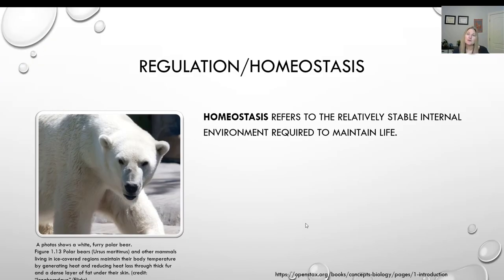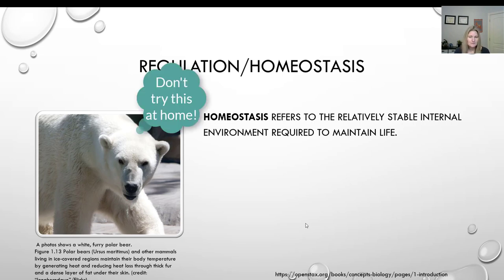And then also another property of life is that living things regulate inside their bodies to help them maintain homeostasis. So homeostasis refers to the relatively stable internal temperature required to maintain life. So for example, if I were to take the temperature of this polar bear, I would see that it's maybe 99 degrees Fahrenheit, somewhere around there.